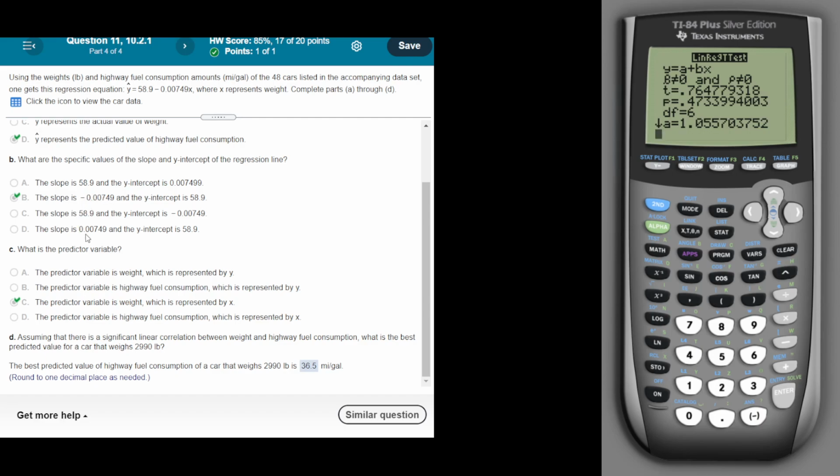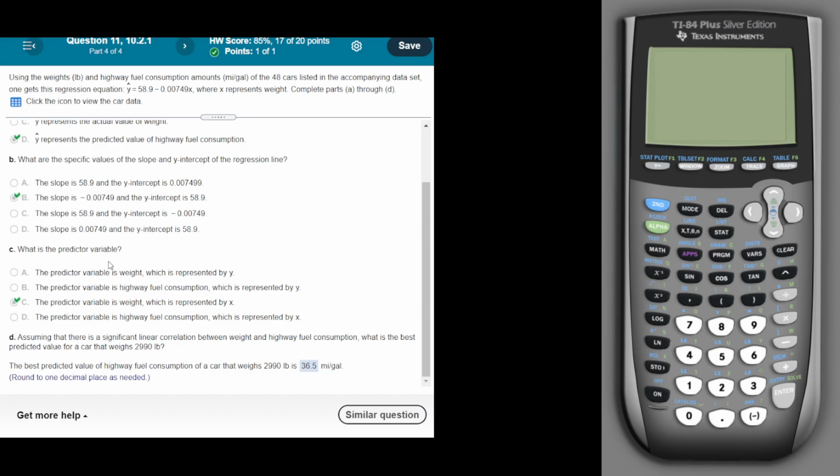Notice they also give you a positive value. That's to trick you. I hate to say it, but that's to make you get it wrong. So you want to include the sign. If it's positive, leave it as a positive, but this is negative, so make sure it's negative. The y-intercept is the number without the x, 58.9. So there it is. That's why this answer here is B.